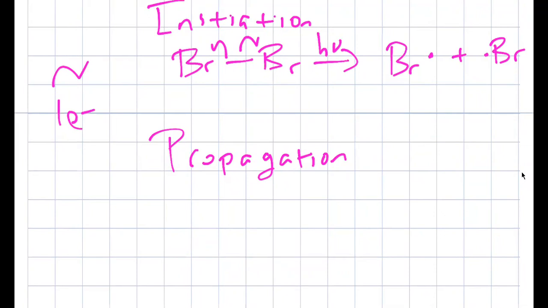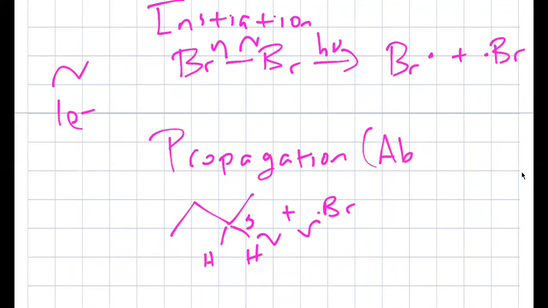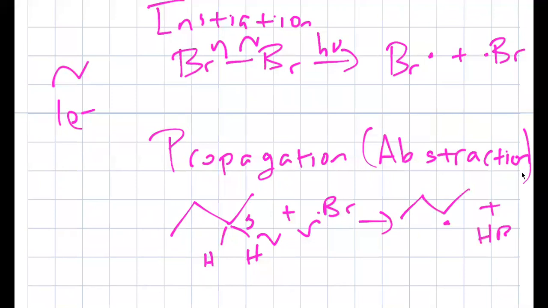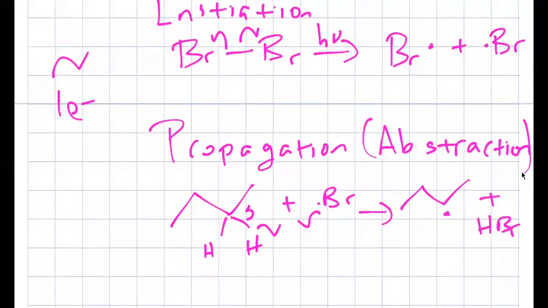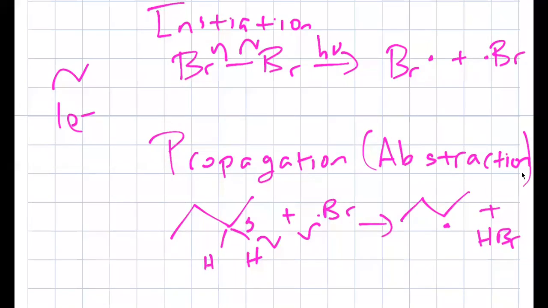And then in propagation, let's just say we're gonna pull off one of these hydrogens. I'm not gonna show the whole mechanism. In propagation, you pull off a hydrogen from one of the carbons. That process is called abstraction. And then you make a new radical. Now you have an unpaired electron there plus HBr. I'm only gonna go through the steps for that side. Is this coming back to anybody?